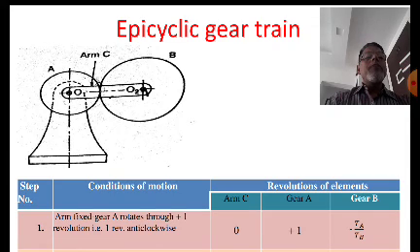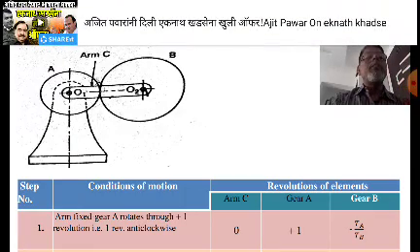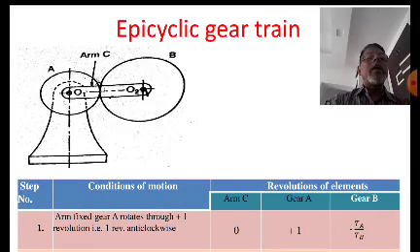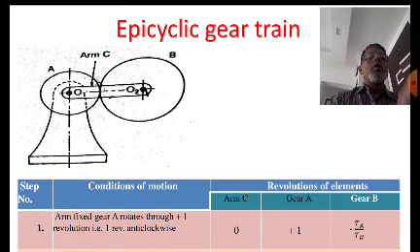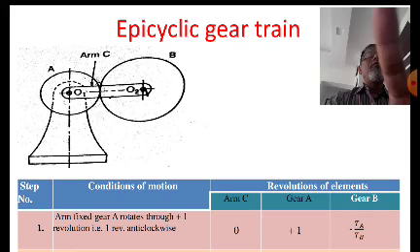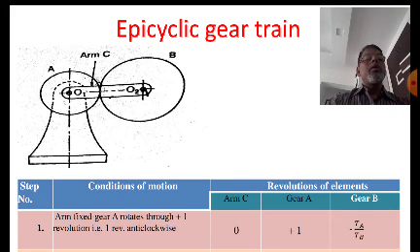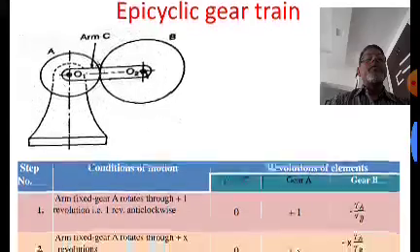You can see here, if gear A is fixed and the arm C rotates, then definitely gear B will also rotate about its own axis. At the same time, the axis passing through O2 will also rotate. That means the position of the axis of the shaft of gear B varies. So epi means upon, and cyclic means around. So gear B will rotate around gear A with the help of this arm C.